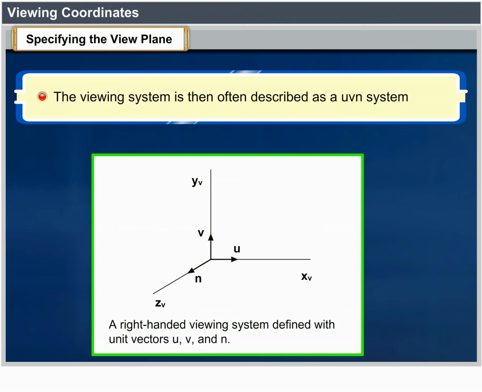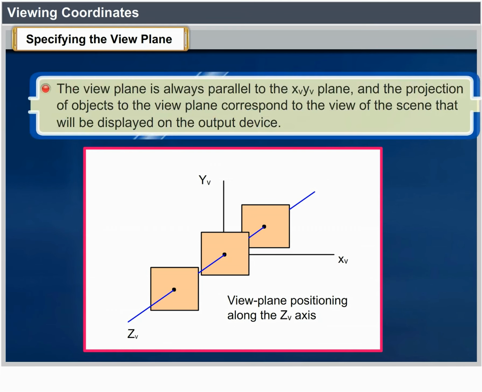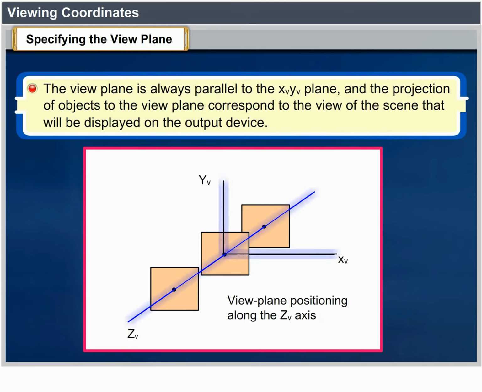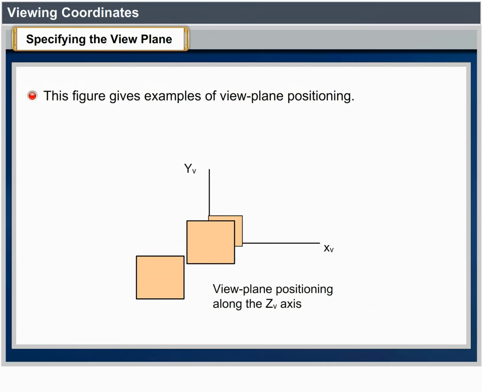Generally, graphics packages allow users to choose the position of the view plane, with some restrictions, along the ZV axis by specifying the view plane distance from the viewing origin. The view plane is always parallel to the XV, YV plane, and the projection of objects to the view plane corresponds to the view of the scene that will be displayed on the output device. This figure gives examples of view plane positioning. The figure shows the view plane positioning along the ZV axis.